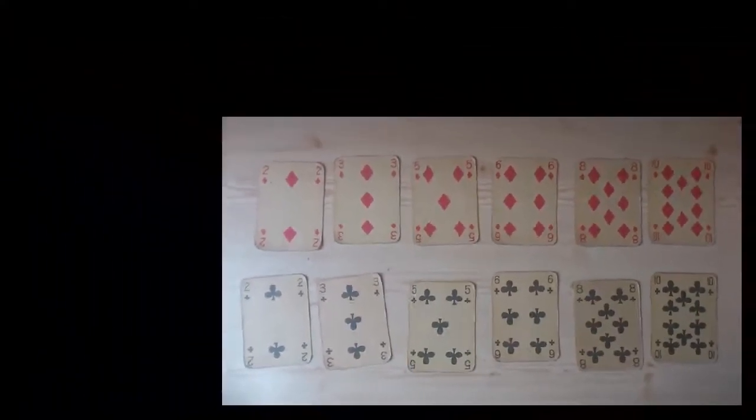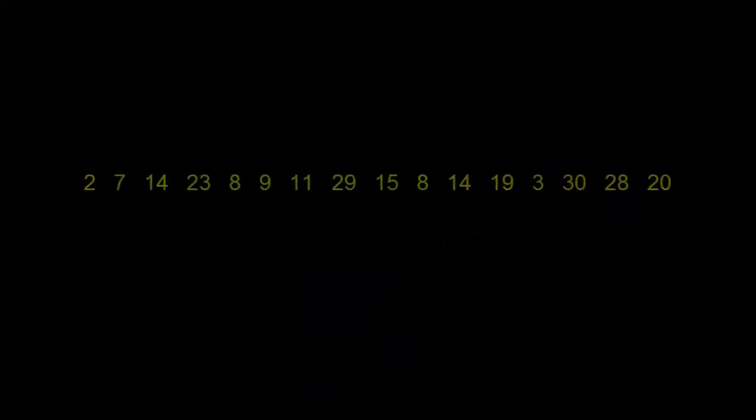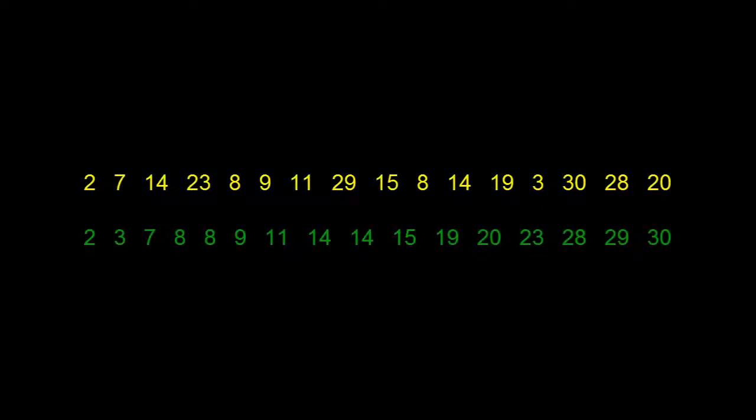Another example could be like this. Your program gets a sequence of numbers and it needs to determine which numbers are there more than once. And again, it becomes completely trivial when we sort the list first, because now duplicates are next to each other.